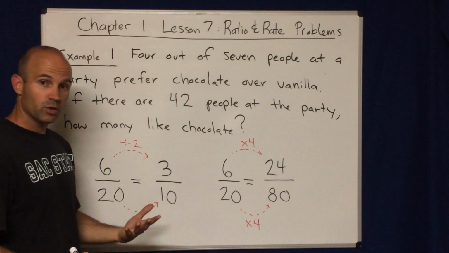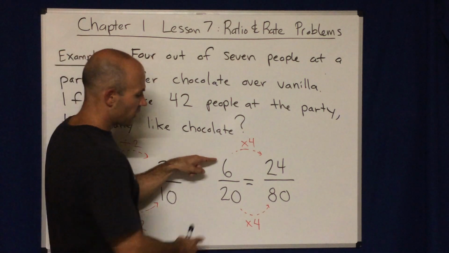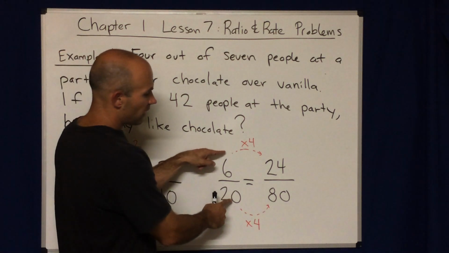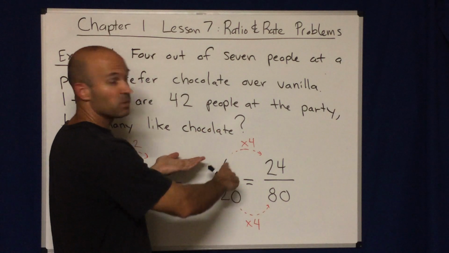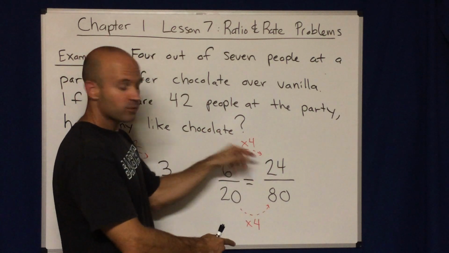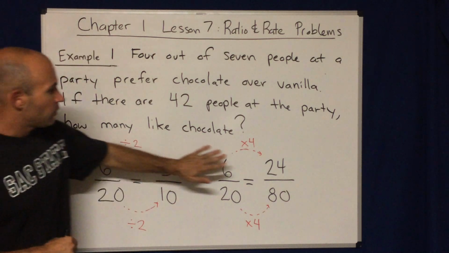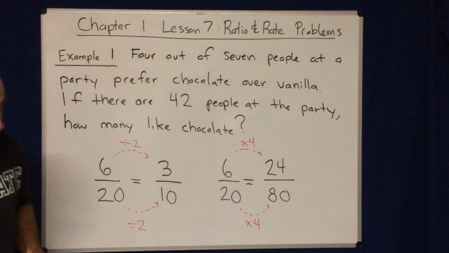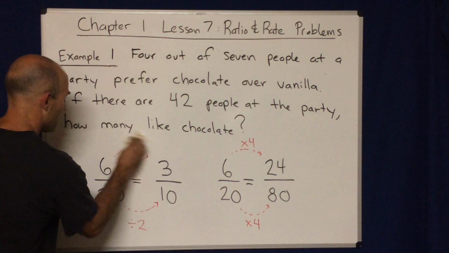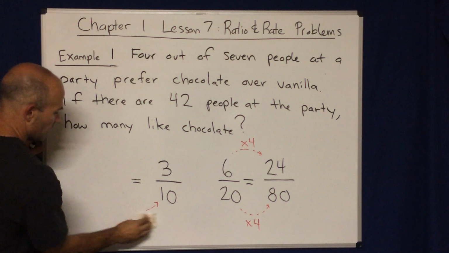Another thing you could do to obtain an equivalent fraction is take your numerator and denominator and multiply them both by the same number. So here I just pick 4. So I multiply the top by 4 and the denominator by 4. We'll see examples of using both of these types of operations throughout this video. So let's go ahead and start the first example.